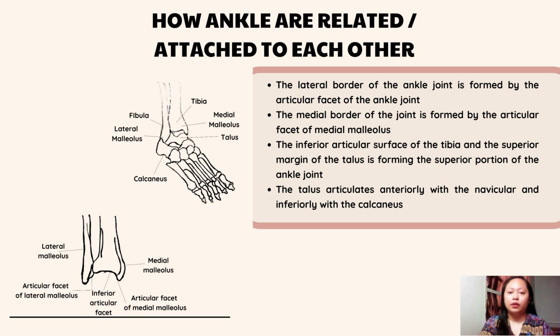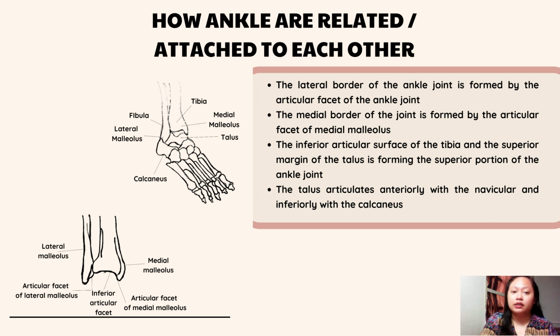Next, the bottom part of the left side is the diagram of the lateral malleolus, medial malleolus, articular facet of lateral malleolus, inferior articular facet, and articular facet of medial malleolus. So the lateral border of the ankle joint is formed by the articular facet of the lateral malleolus, while the medial border of the joint is formed by the articular facet of the medial malleolus.